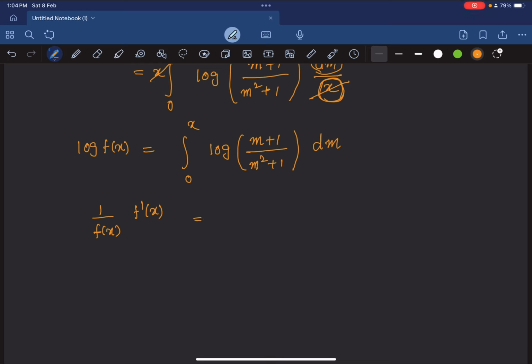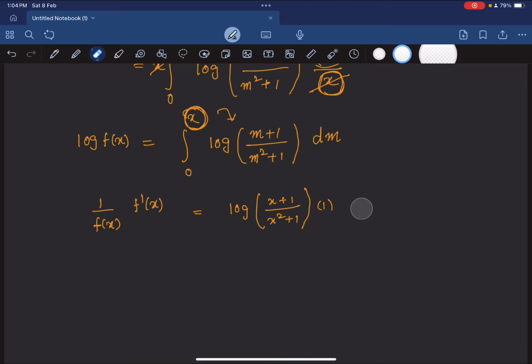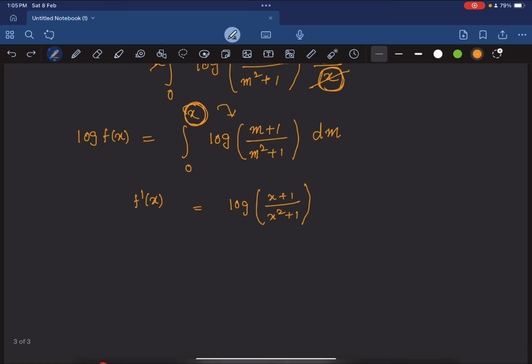So you have an integral, you have to differentiate that integral. So you have to use Leibniz rule. So simply put the upper limit into the integrand. So that will be log of x plus 1 upon x square plus 1, and now differentiate the upper limit, which is nothing but 1, minus, now put the lower limit into the integrand. So that will give you 0. So this is what we end up with. So f dash of x upon f of x is this thing.